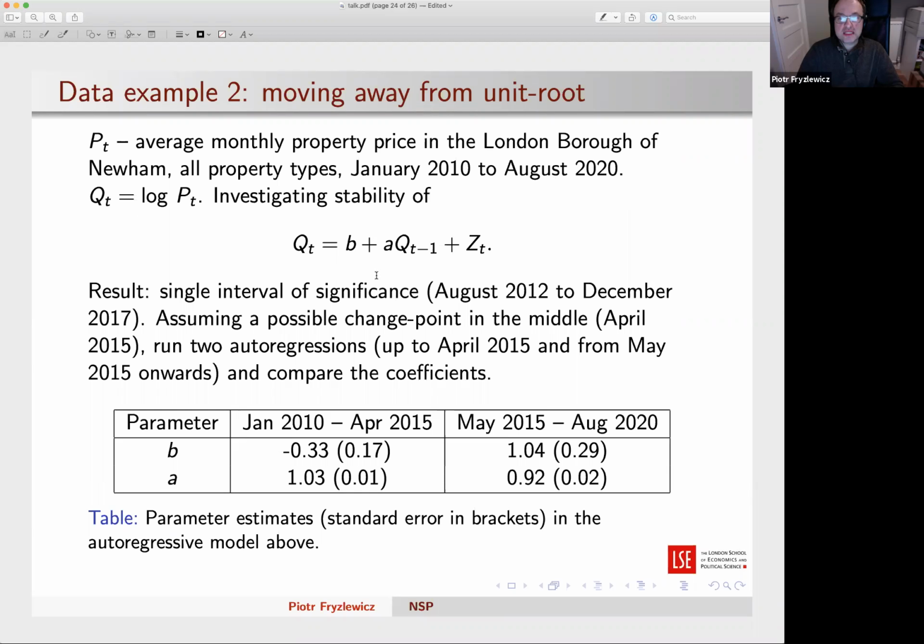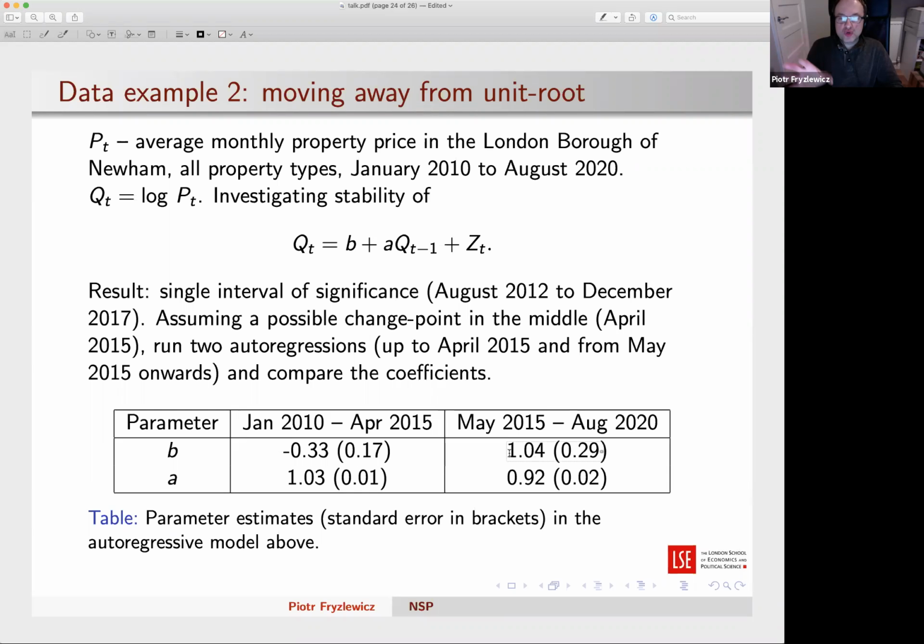I want to understand if this autoregression, Qt is a linear function of Qt minus 1, is stable, or whether there are changes in these parameters. Okay, no problem. I run my NSP. It returns one interval of significance, which is pretty long, covers 5 years. So just assuming one possible change point in the middle, it may not be in the middle, but it probably is somewhere around the middle.